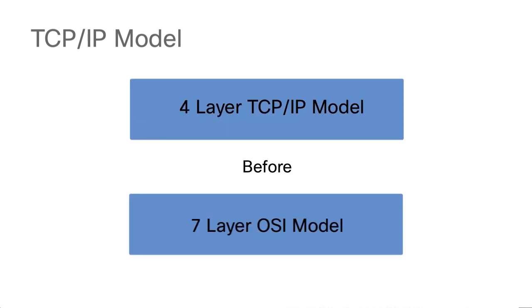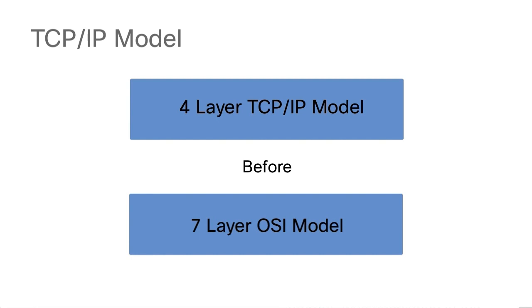We talked about the OSI model, but did you know that the four-layer TCP/IP model started its development before the seven-layer OSI model was created? You see, what happened is that TCP/IP had too much momentum to be overtaken by the OSI model, and the OSI model was never actually implemented.